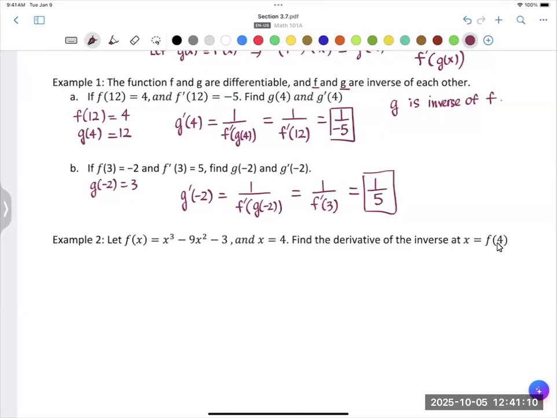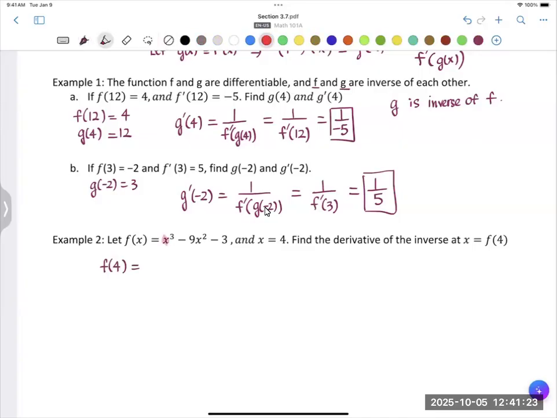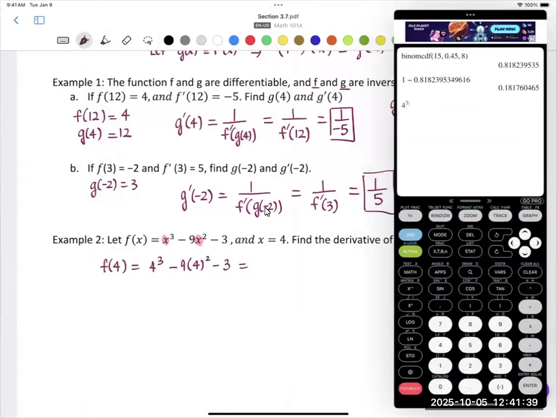But it's okay. First of all, we're going to create something like the one that we have above here. So we know f of 4, by putting x equal 4, we will replace everywhere we see the x by 4. So we're going to have 4 to the power 3 minus 9 times 4 to the power 2 minus 3, and that's negative 83.